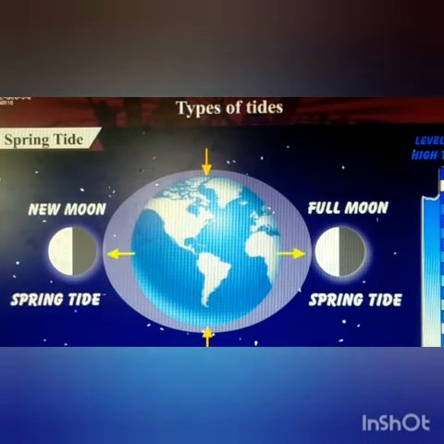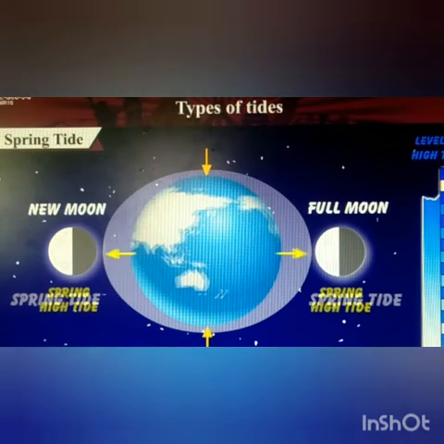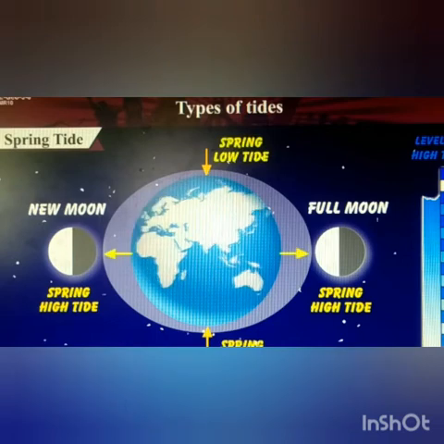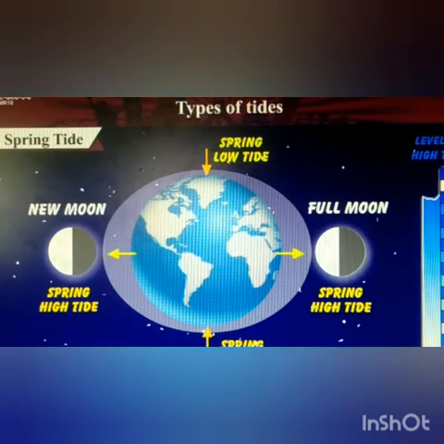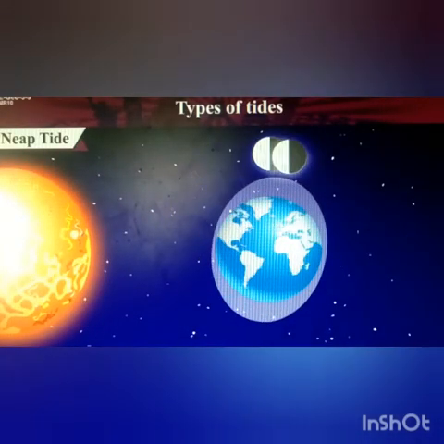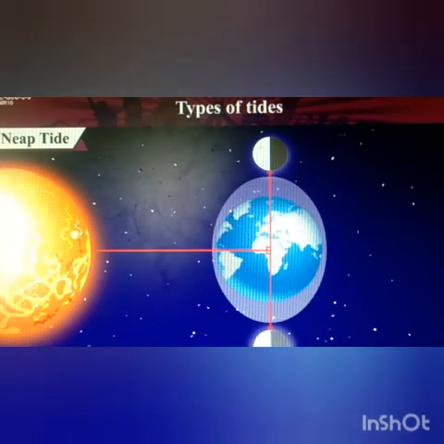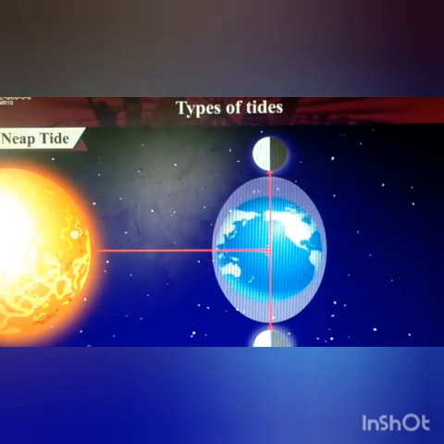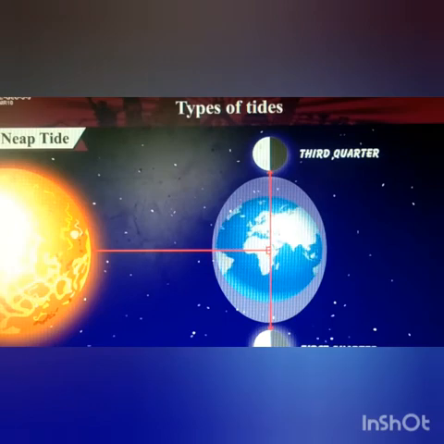Now what about the water level? The water level during a spring tide is higher than the average high tide, and it is lower than the average low. Now let us proceed to the neap tide. The neap tide occurs on the first quarter and the third quarter days of each month. Now, when the moon revolves around the earth, the moon makes a right angle, that means 90-degree angle with the earth and the sun.